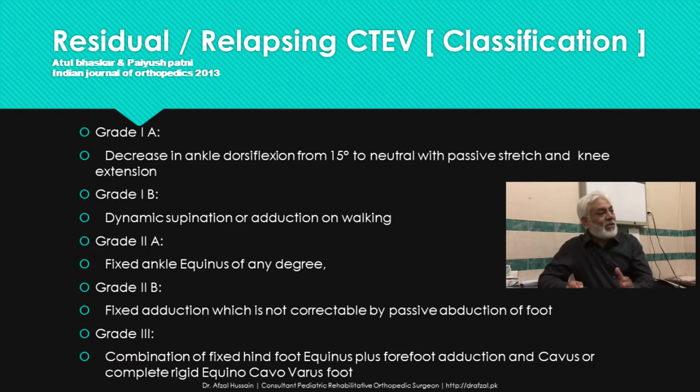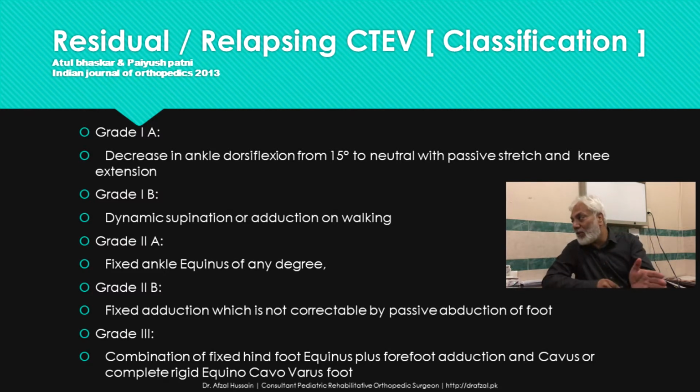Right? So these are the classifications. It was published in the Indian Journal of Orthopedics in 2013. Grade 1, decrease in ankle dorsiflexion. You will notice that the variables are ankle, supination, pronation, reduction, abduction. According to these variations, a decrease in ankle dorsiflexion from 15 degrees to neutral with passive stretch and knee extension is grade 1. In grade 1B, dynamic supination or reduction on walking.